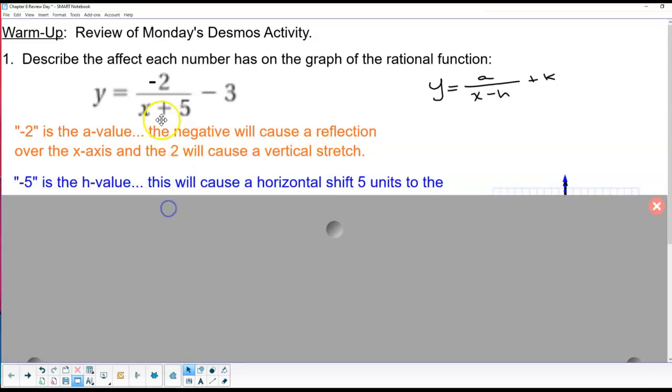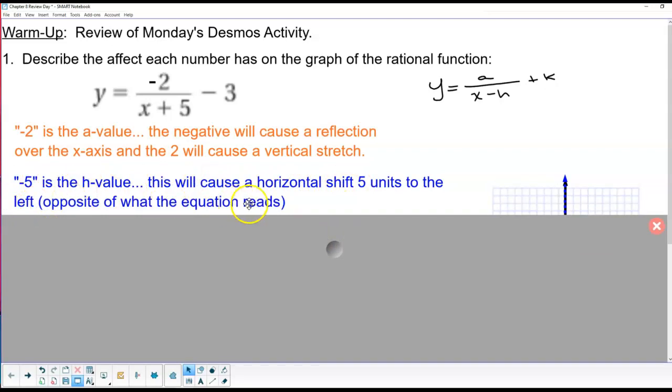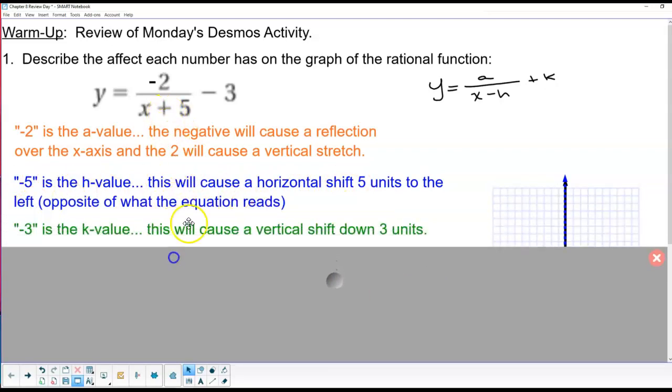The 5, notice it says x plus 5, but the general form is x minus h, so this is opposite of what it reads. The h value is -5, which will cause a horizontal shift 5 units to the left. Remember, opposite of what the equation reads. And then the k value is -3. This will cause a vertical shift down 3 units.